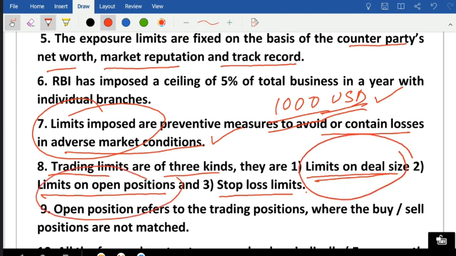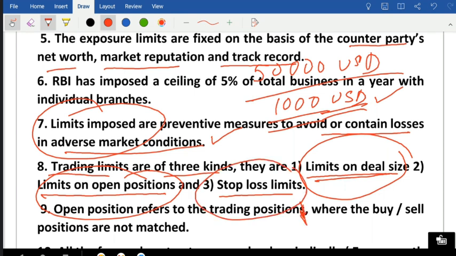Limit on open position means on the closing of that particular day, this bank, or the authorized dealer, can hold only 50,000 US dollars by the day end. So that if tomorrow some rate is going down, the loss is limited. And stop loss limit is where further loss is stopped. That means we fix the limit. If the rate of the US dollar goes below 65.5, then we automatically sell the dollars and convert them to Indian currency.